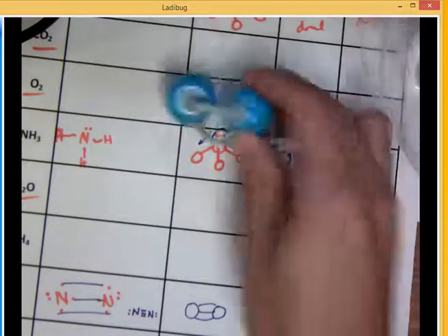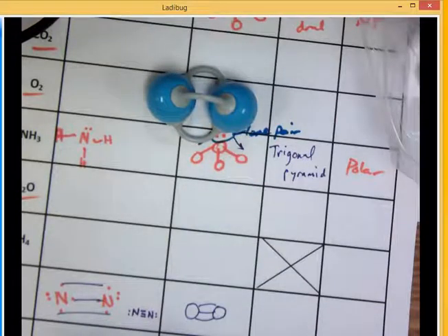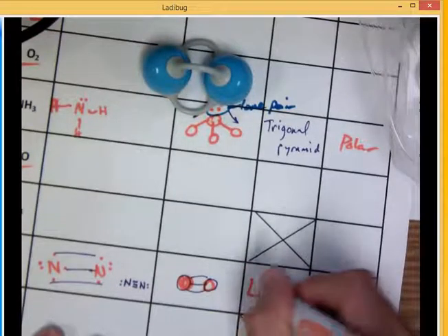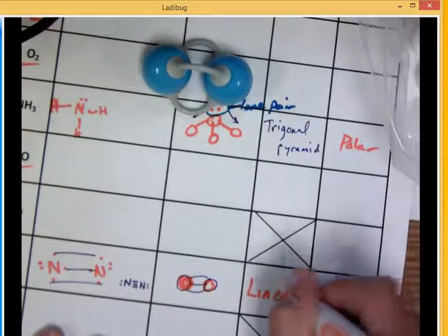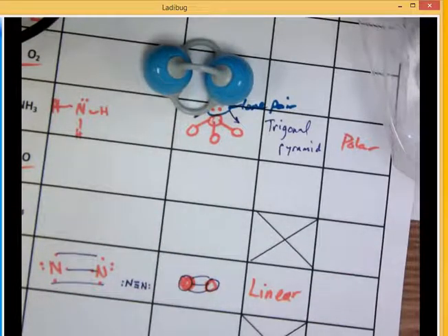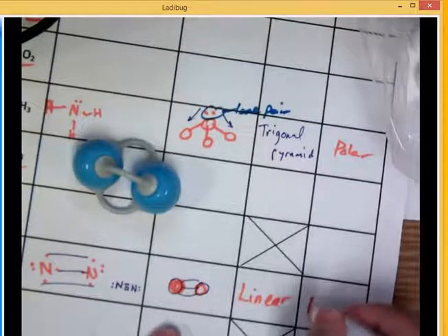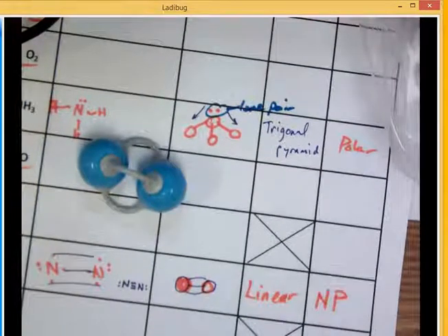And what shape does it make? If those bonds are imaginary, these 2 things here will make a line, so this is linear. You only look at the spheres, the atoms. Okay? And this is linear. Is it balanced? Of course it is. So it is nonpolar. Balanced, nonpolar.